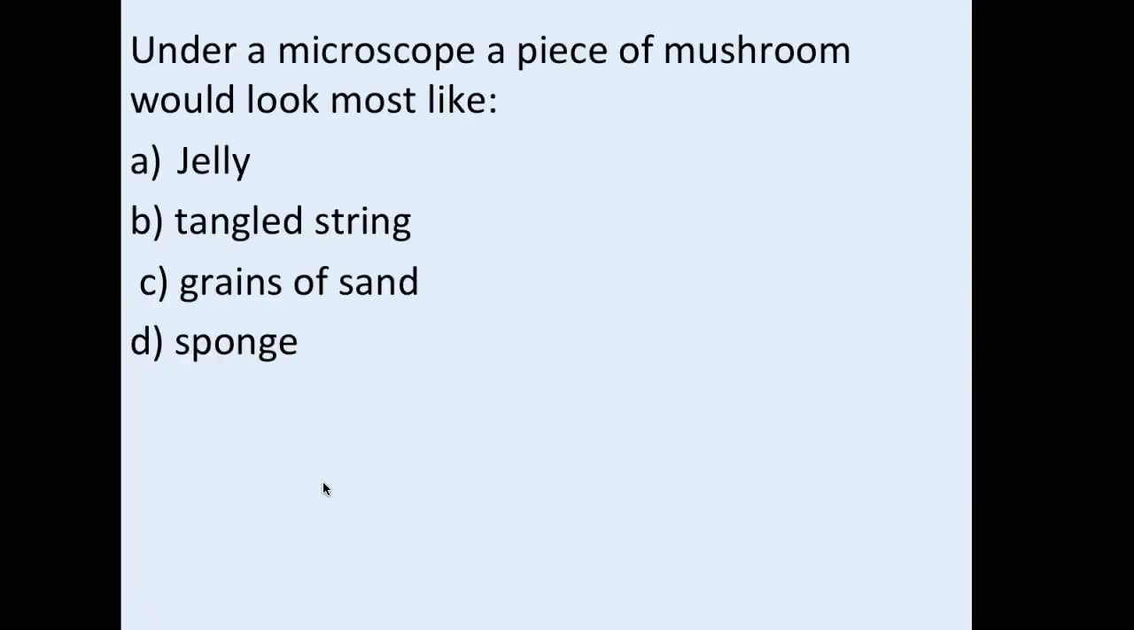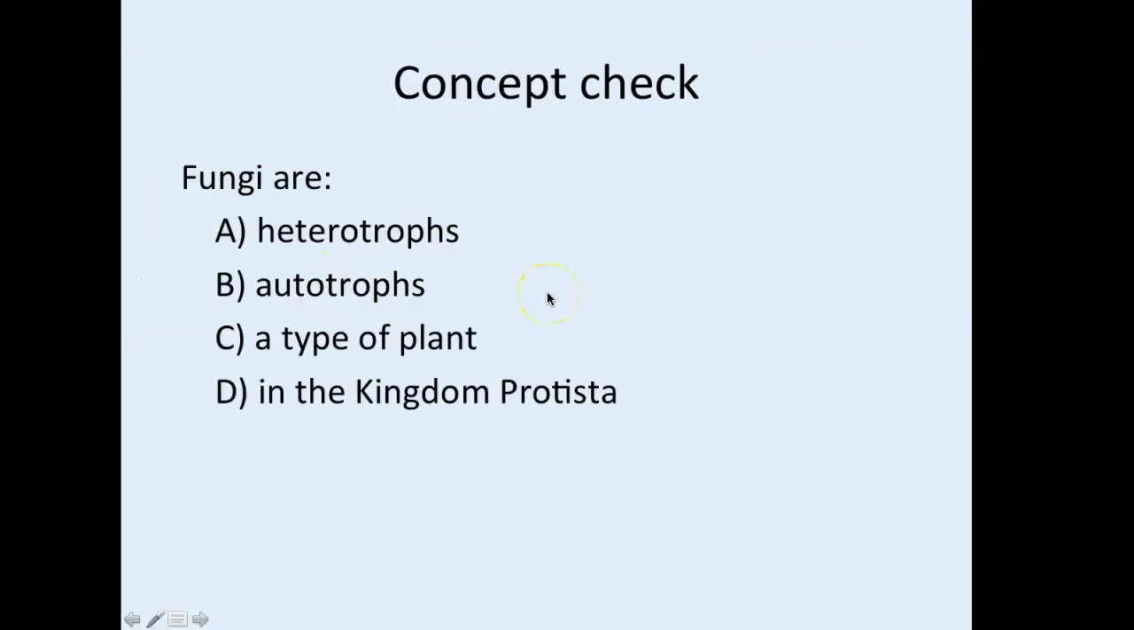Okay, a couple questions before we wrap up. Under a microscope, a piece of mushroom would look most like what? Hopefully you come up with answer B, tangled string, because that's what the hyphae do, right? Hyphae are like a filamentous, stringy-like material with all those hyphae back to back. And so that's what it's going to look like.